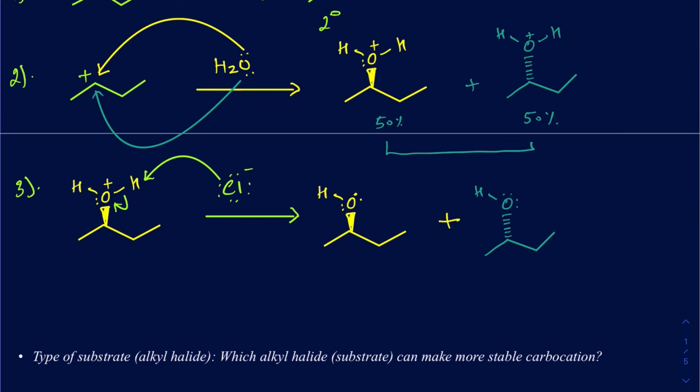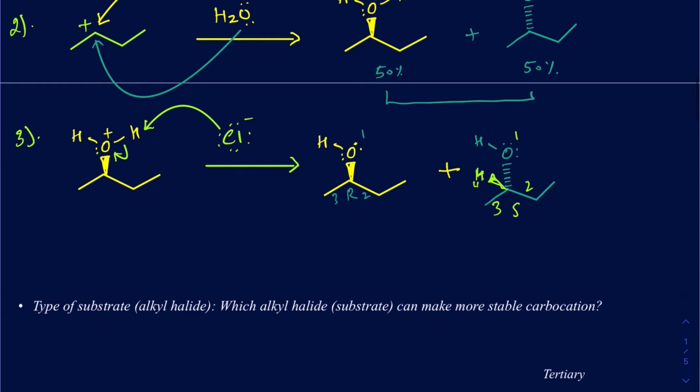So this particular group is going to be 1, 2, 3. So that's going to be R. And when I look at the second one, 1, 2, 3, it's going clockwise, but then you would have to flip it, because your lowest priority group, which is hydrogen, would be coming out of the page here. So this is coming out of the page, so you're going to have to flip it. So when you flip it, it's going to be an S. So you get 50% R, 50% S.